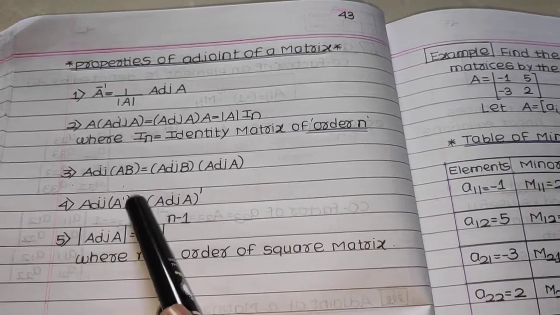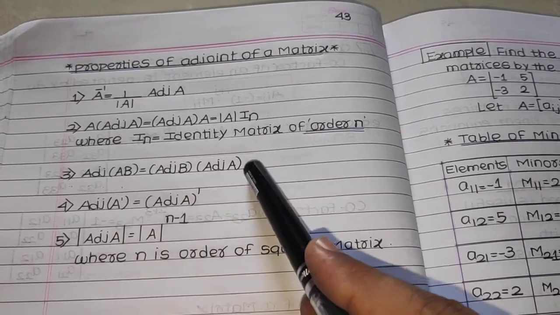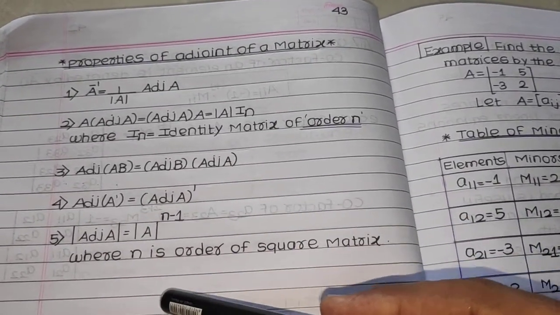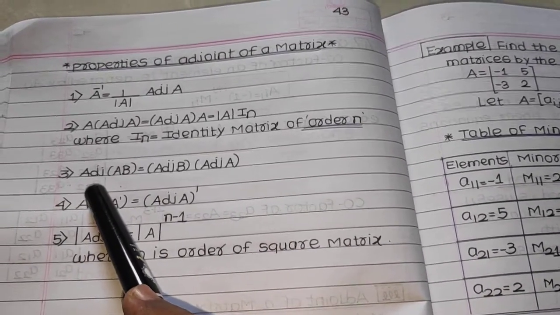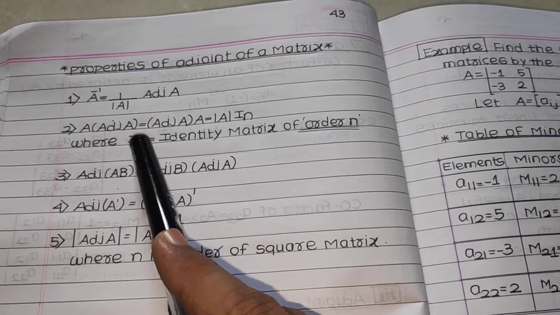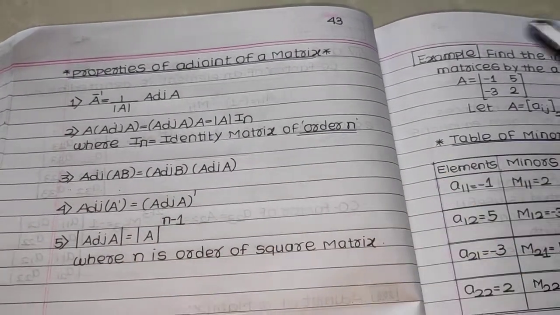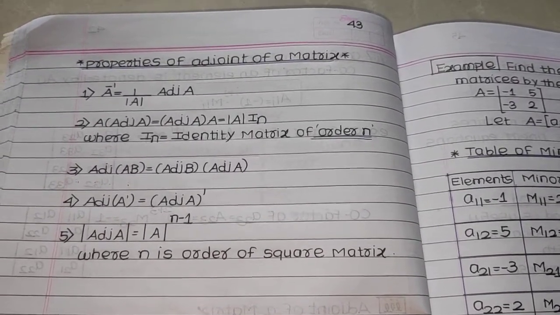Number 3, adjoint of AB. Now the formula is adjoint of AB equals adjoint of B into adjoint of A. With this there are two additional formulas which are there with you. Most probably the questions which you can get in your theory are on property number 2, 1 as well as property number 3. So that's what we have. Let's go to the next segment of questions.